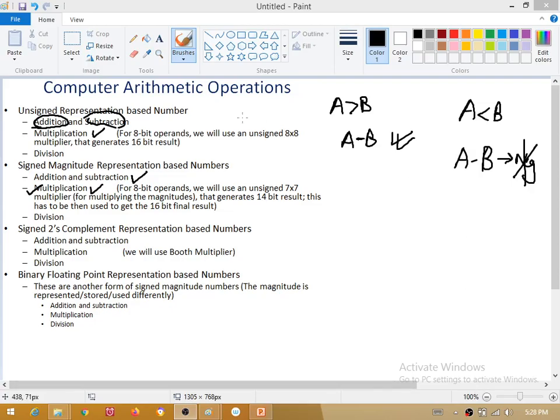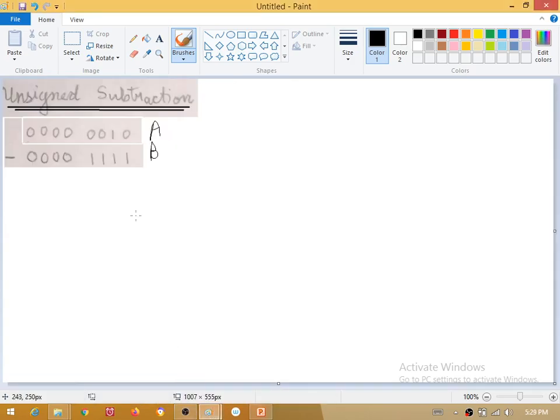So let us look at another example for unsigned numbers subtraction, where we want to do a minus b, but where a is less than b. So let's look at an example. As compared to the previous example that we saw, in this example I have simply changed the values of a and b. A is equal to 2 and b is equal to 15.